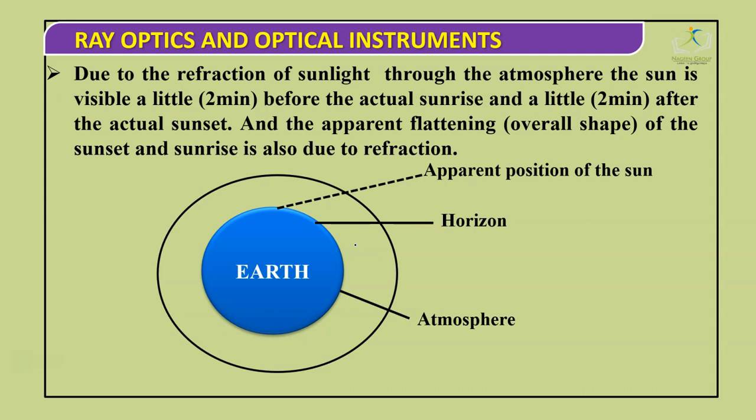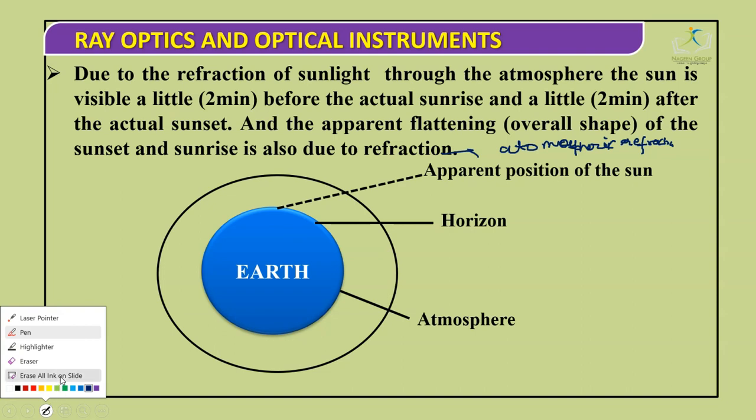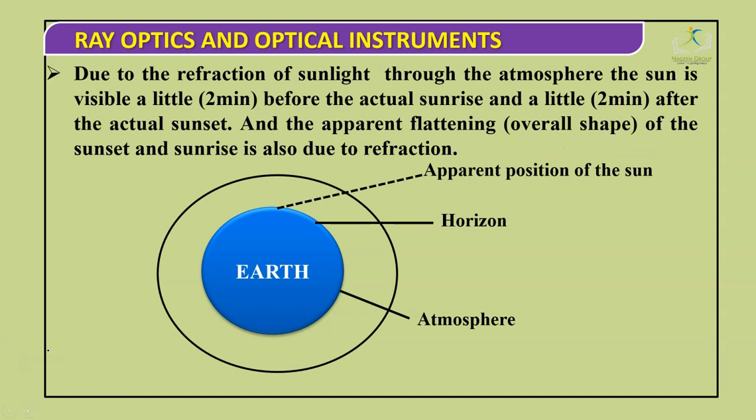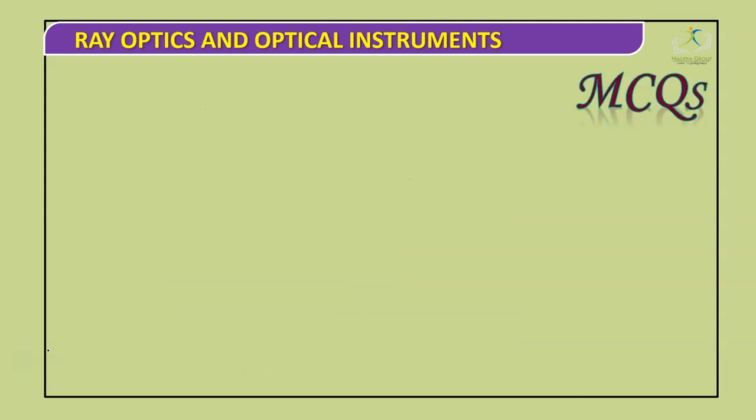And there is apparent flattening of the overall shape of the sun at sunset and sunrise due to refraction. We call this atmospheric refraction also. Later on, we will look at this point, what atmospheric refraction is. I hope you have studied in class 10th also about atmospheric refraction.